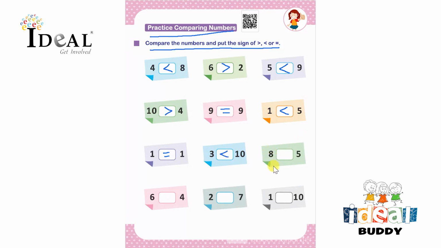Next is 8 and 5. So 8 is greater than 5. Next is 6 and 4. So 6 is greater than 4. Next is 2 and 7. So 2 is less than 7. Next is 1 and 10. So 1 is less than 10.